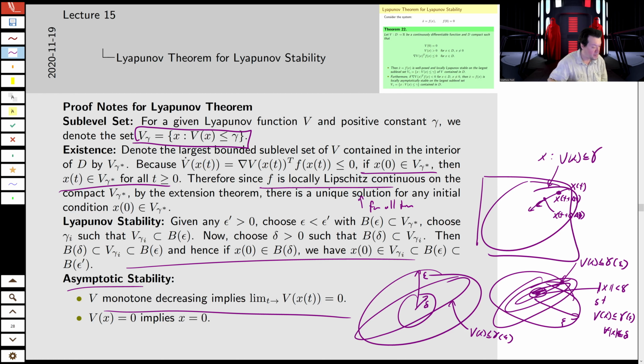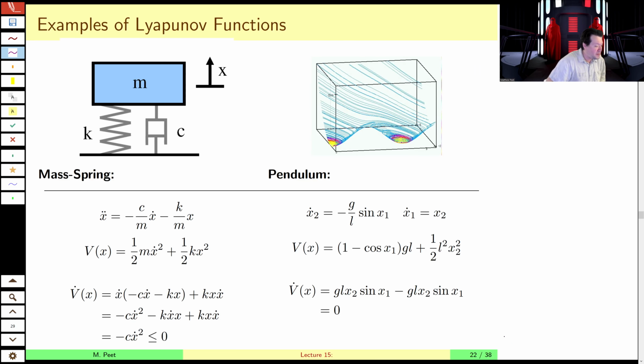Right. So that's the outline of the proofs of stability. So that's a sufficient condition, of course. So why is it necessary? So that's the important part. Here's just a couple examples we already went through in previous lecture of the Lyapunov functions for some basic systems.